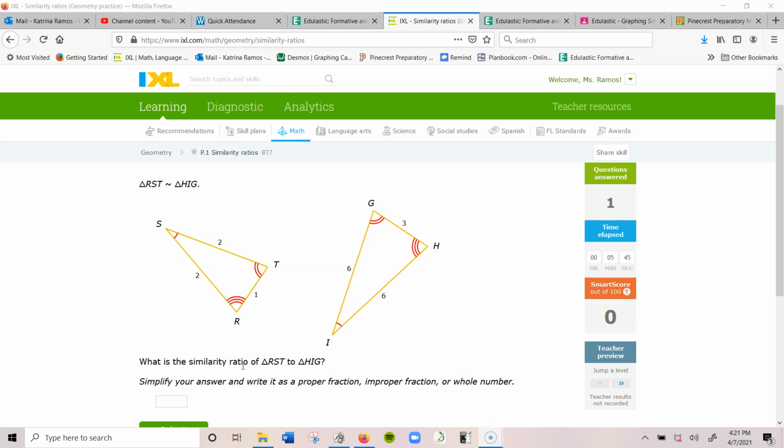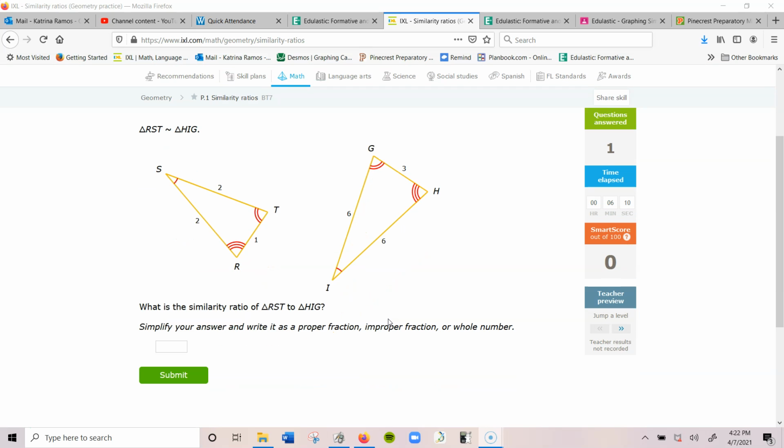The question is, what is the similarity ratio of RST to triangle HIG? So what you do is you divide the original to the new. We have here that RS is going to correspond to HI. So what you do is 2 divided by 6, which is a decimal. But it doesn't want it in the form of a decimal. It says here to write it as a proper fraction, improper fraction, or whole number. So we want the fraction. If we do 2 over 6, that can be simplified to 1 over 3. So that would be the ratio.